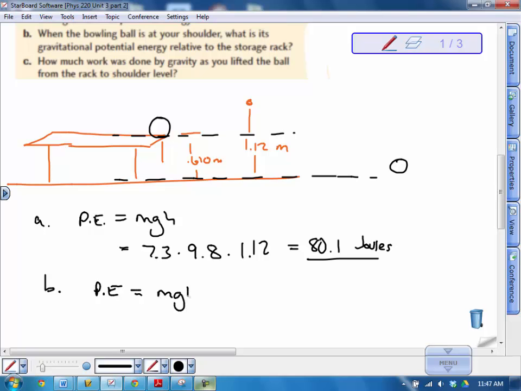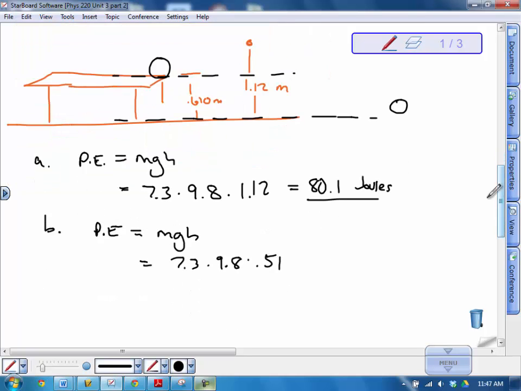to mgh, but this time 7.3 and 9.8 stay the same, and the height changes because we're talking about just the height from your shoulder to the storage rack, which is 0.51 meters. And that gives you 36.5 joules.